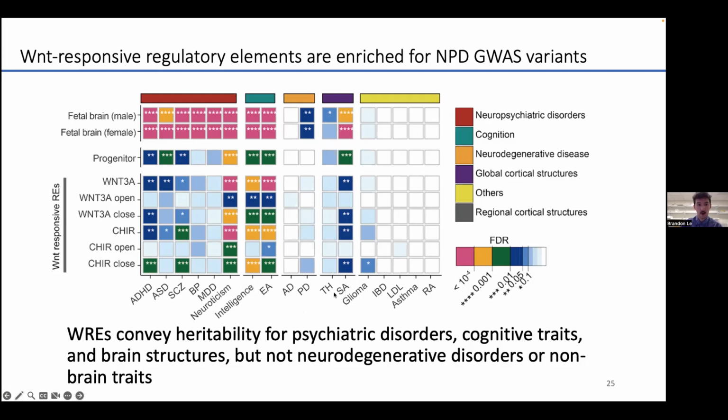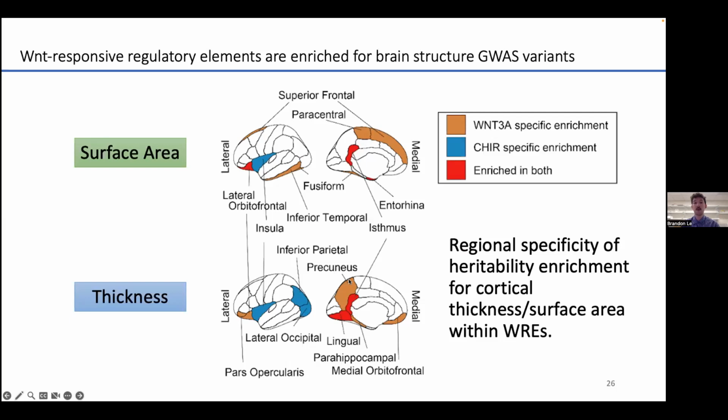Just to highlight before I move on from this slide, we also see that these regulatory elements show enrichment with variants that affect the thickness and surface area of the brain. And focusing on just those structural brain traits for a second, we can look at the regional specificity of how this heritability enrichment is being harbored within these regulatory elements.